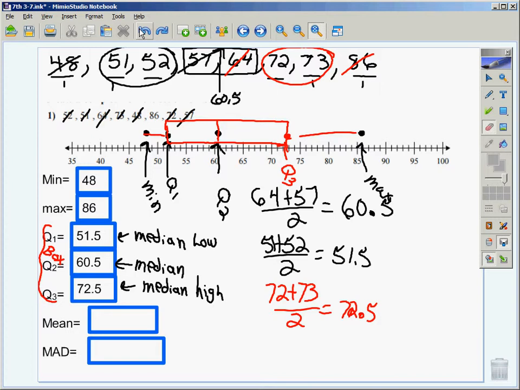So how we find Q1, Q2, and Q3 is by, you find Q2 first. You work your way from the outside to the inside. We found the middle. And we found the middle of the bottom and the middle of the top. All there is to it. Everybody okay?